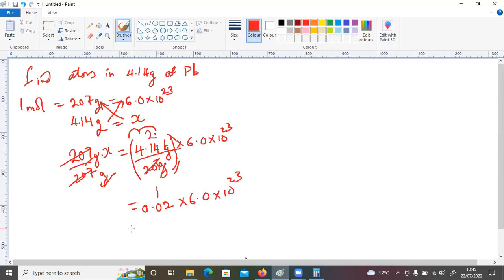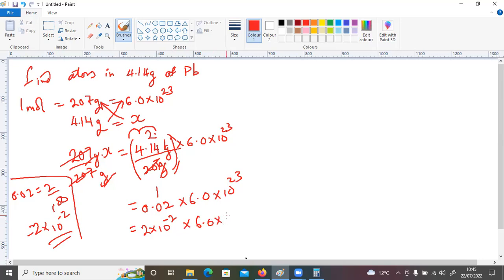Now we can't leave it like this. This number is the same as 2 times 10 to the power minus 2. Remember, I said 0.02 is equal to 2 over 100. Get familiar with this mathematics because it will mess you up. If you don't know this, the mathematics will always confuse you. So then what happens? This becomes 12 times 10 to the power minus 2, times 10 to the power 23.